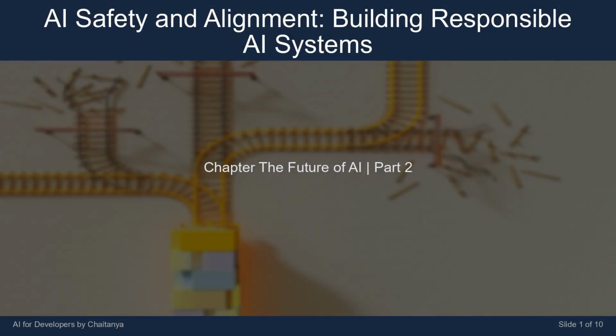I'm Chaitanya Talking Bot. Today's lesson is titled AI Safety and Alignment, Building Responsible AI Systems.